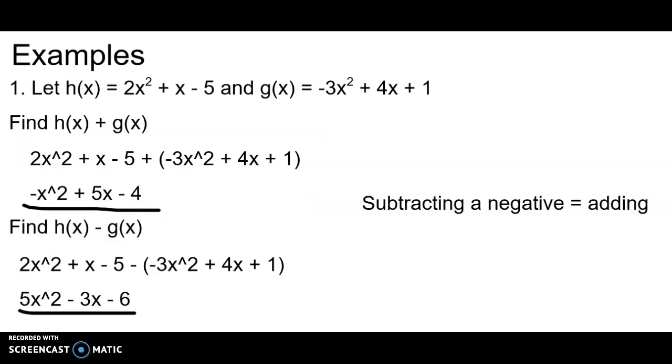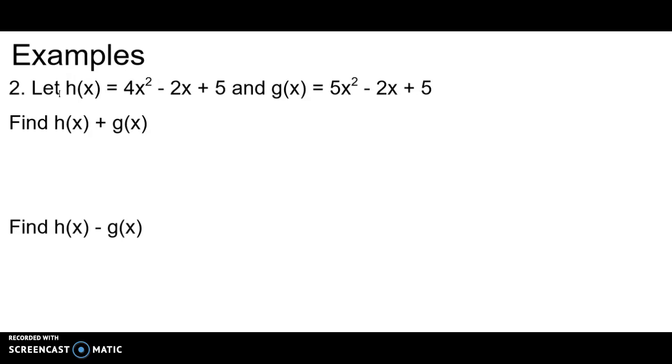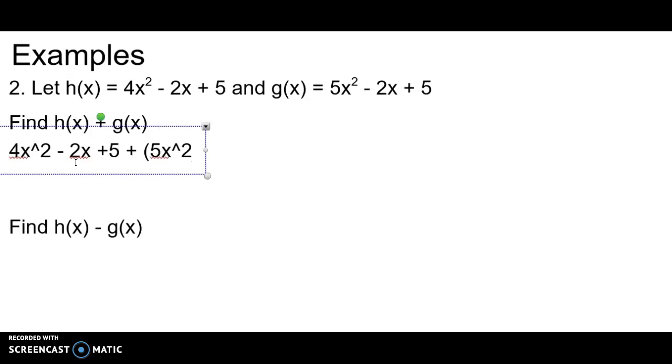Okay, moving on to example number 2. We have h of x is equal to 4x squared minus 2x plus 5, and g of x is equal to 5x squared minus 2x plus 5. So when we go into here, we'll just do h of x plus g of x, just like we did before. H of x is 4x squared minus 2x plus 5, and then we'll add all of g of x, 5x squared minus 2x plus 5.